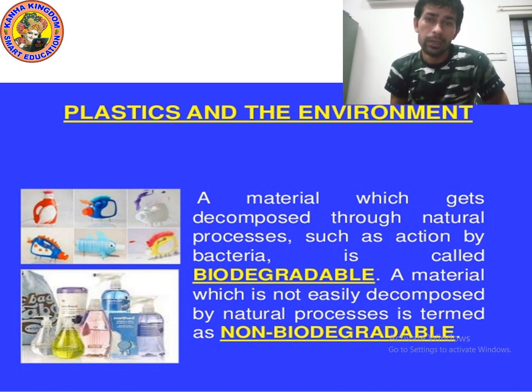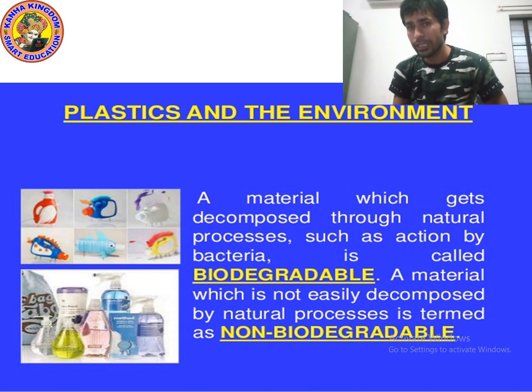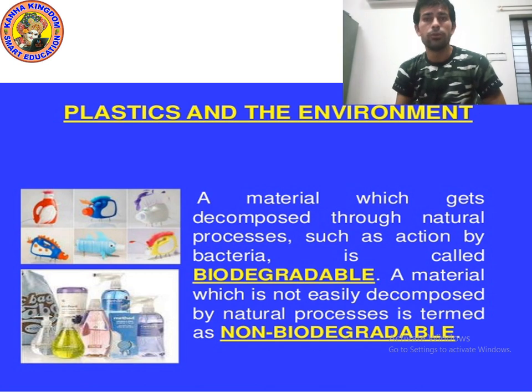Now after 1 or 2 weeks, check these pits. You will find that the fruit and vegetable waste has rotted, but the plastic has not. Why? Because plastic is non-biodegradable, and fruits and vegetables are biodegradable.